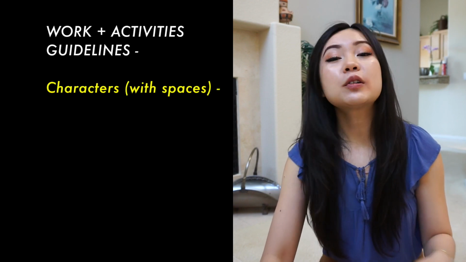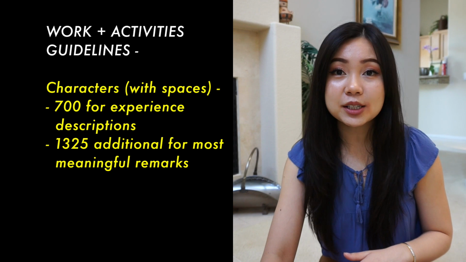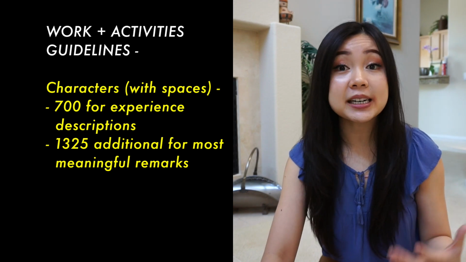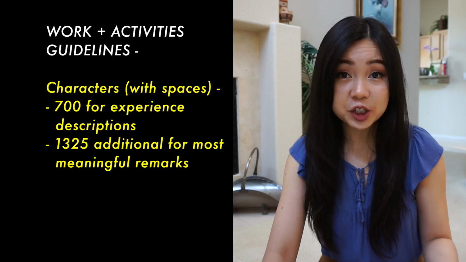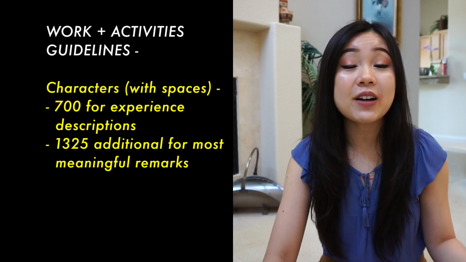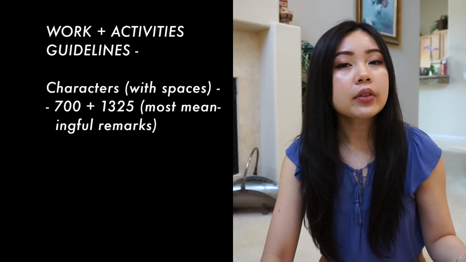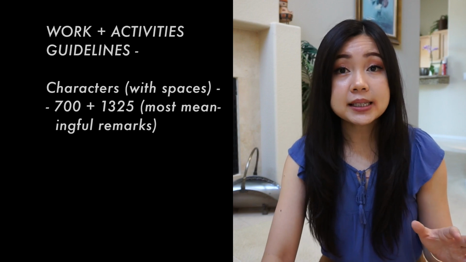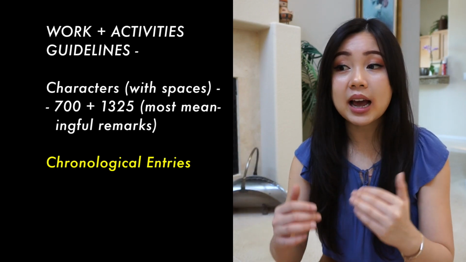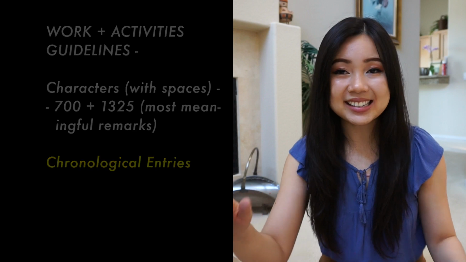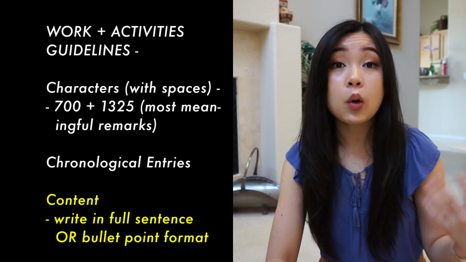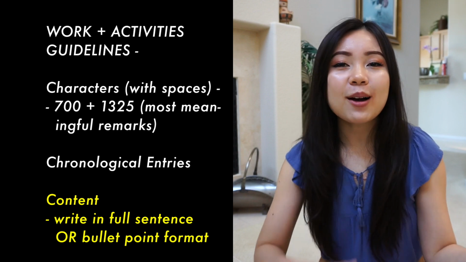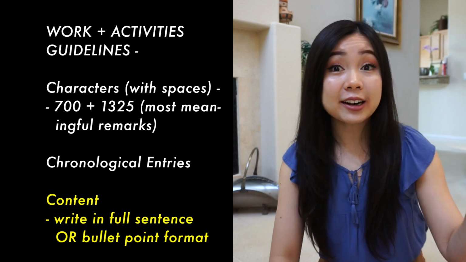Character limit wise, you are allotted 700 characters, including spaces, for each experience description. For your most meaningful activities, you will be given an additional 1,325 characters, including spaces. Regardless of the order you input your experiences, they will appear chronologically when AdCom reviews your work and activities. Content wise, you can write your experience descriptions in full sentences or bullet points, which I will elaborate on which scenario is more applicable later in the video.